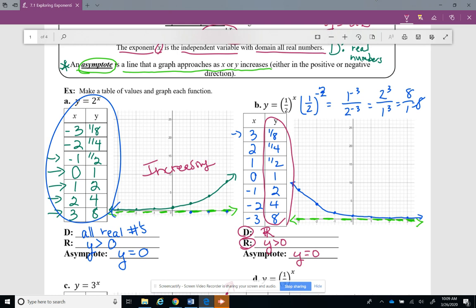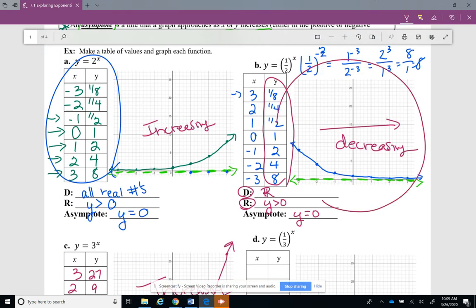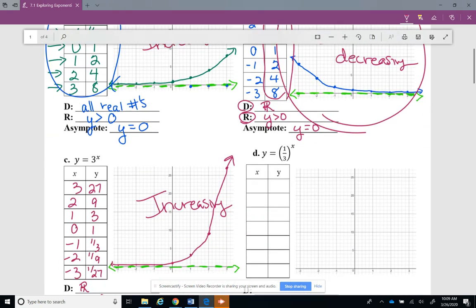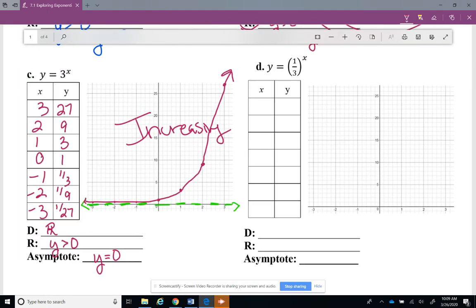So B, the second one we did, from left to right, was decreasing. Maybe somebody was looking at their weight loss or something, you know. All right, and then the last one on the front, let's do this one. Gotta see what it is, see if it's increasing or decreasing.